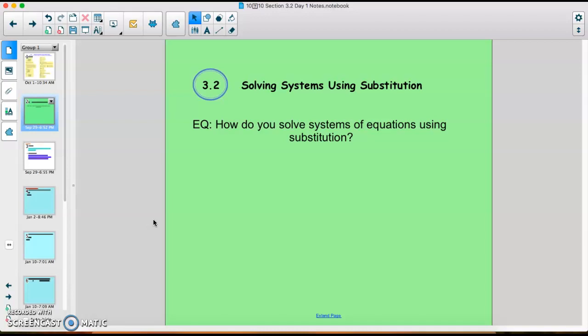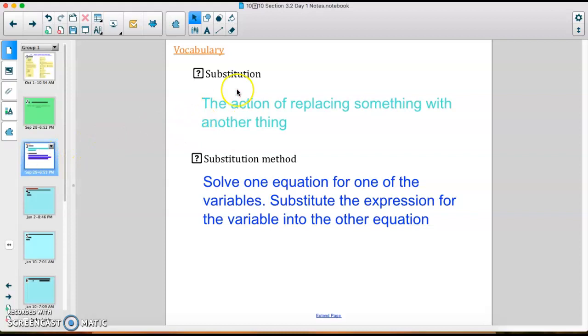So our essential question: how do you solve systems of equations by substitution? Some vocab to get us going here. Substitution is the action of replacing something with another thing, right? If you have a substitute teacher, you're replacing the regular teacher with a fill-in teacher, right? So the substitution method, basically, we have two equations, right? We're going to solve one of the equations for one of the variables. Okay, so we're just going to get a variable by itself. And then we're going to substitute that into the other equation.